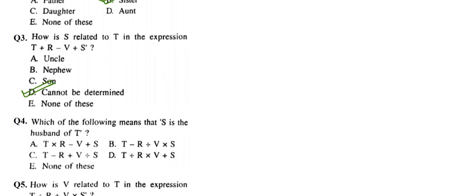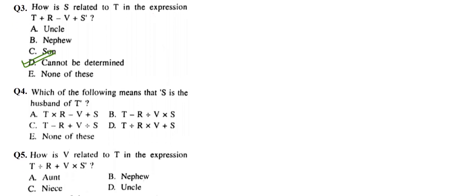So let's move on to the next question, that is question number 4. Question 4 says, which of the following means S is the husband of T? Here you can see we have 4 options, and we need to find which of these 4 options says that S is husband of T. For this we need to solve each one of the equations and find whether S is the husband of T. So let us begin with option number D.